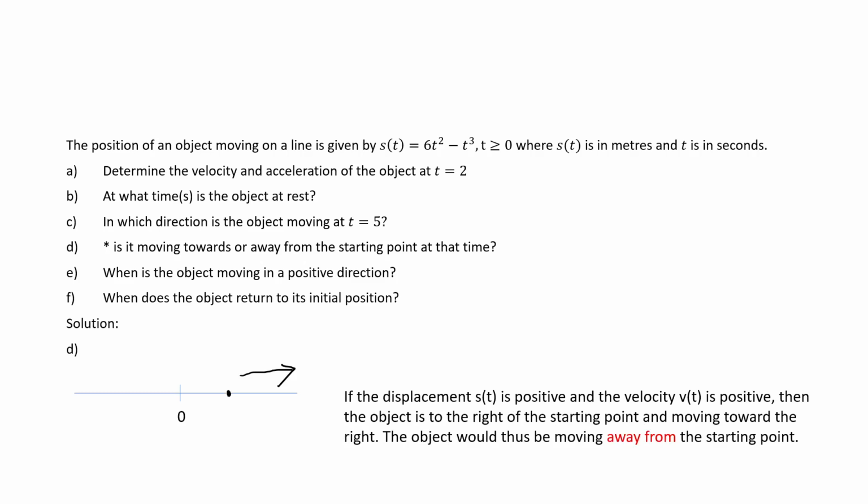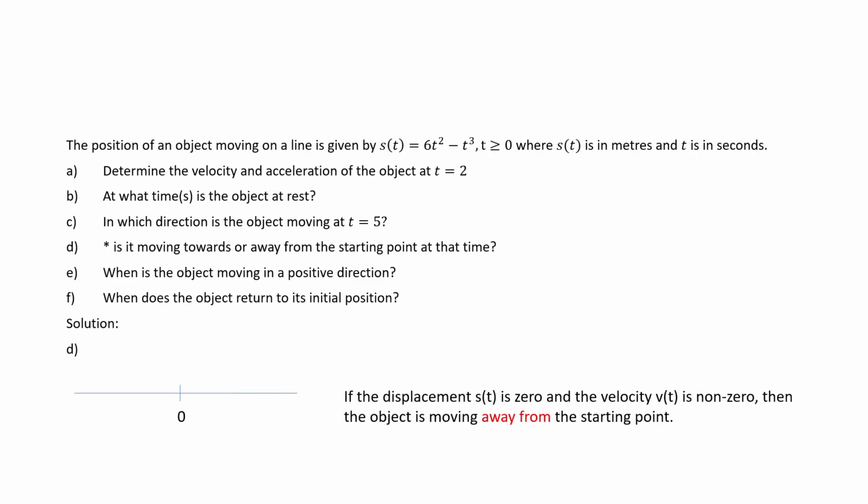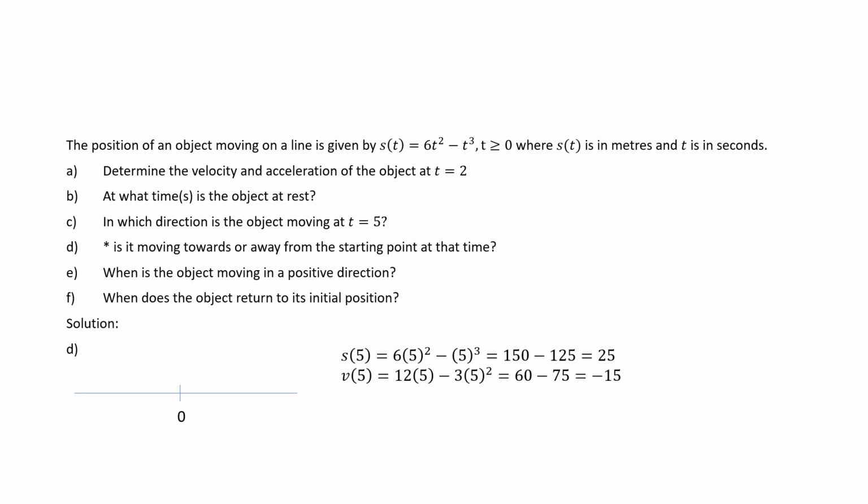And finally, if we had a displacement and a velocity that were both positive, the object would be to the right and moving toward the right. The object would thus be moving away from the starting point. So to sum it up, what we want to do is figure out what is the sign of our displacement and what is the sign of our velocity at the moment of t equaling 5. If the displacement is 0 and velocity is non-zero, the object would be moving away from the starting point. And if the displacement is 0 and velocity is 0, the object's neither moving away nor towards it.